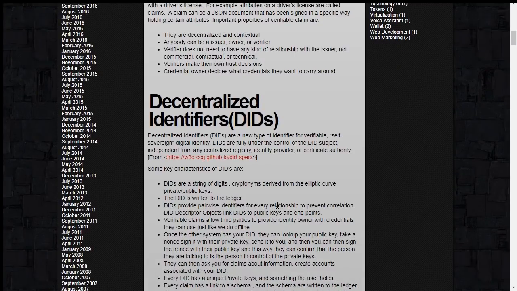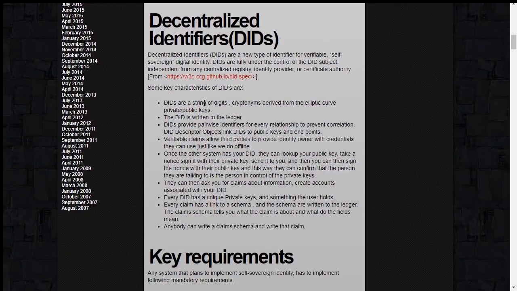Some key characteristics of DIDs are string of digits, cryptonyms derived from elliptic curve private public keys. DID is written to the ledger. DIDs provide pairwise identifiers for every relationship to prevent correlation. DID descriptor objects link DIDs to public keys and endpoints. Verifiable claims allow third parties to provide identity owner with credentials they can use just like we do offline.